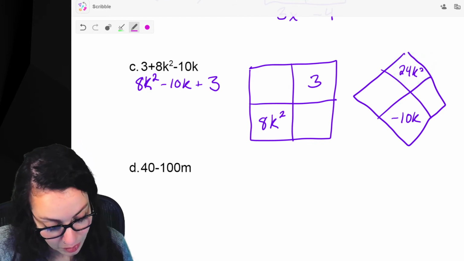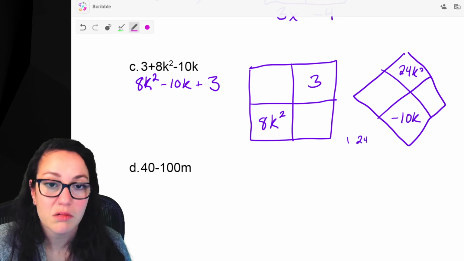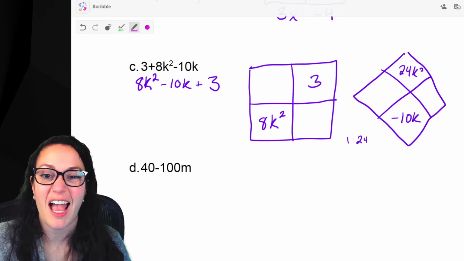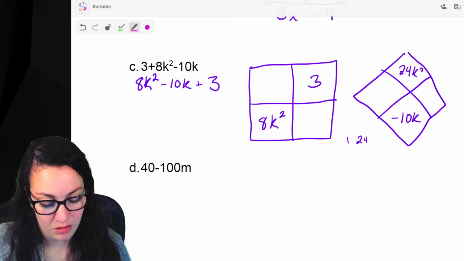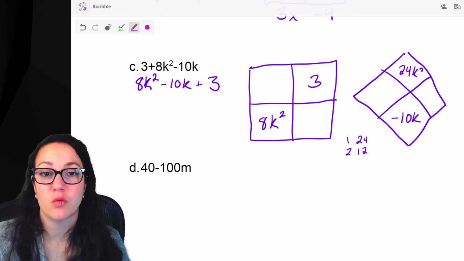So let's think about this. We've got 24 and 1. That's not going to add to negative 10 if we make those both negative. We've got 2 and 12. Also not going to add to negative 10 if we make those both negative. That would be negative 14.